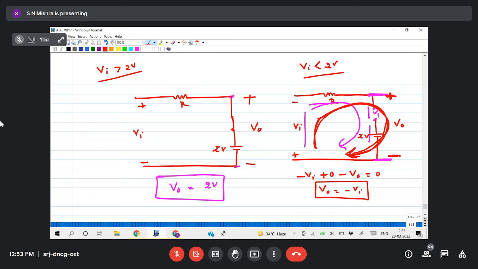Where is your doubt? Yes sir, I got confused with the polarity. Got it, sir. Here plus minus, so plus to minus means minus I have put it here. Here plus minus I have put it minus. So I am taking V naught outside. So V naught equals minus Vi. Yes sir, yes sir.